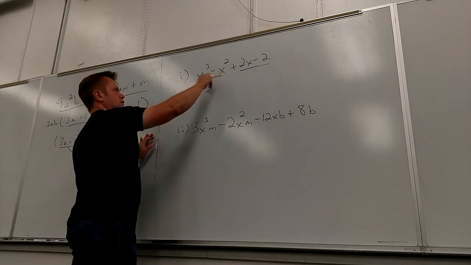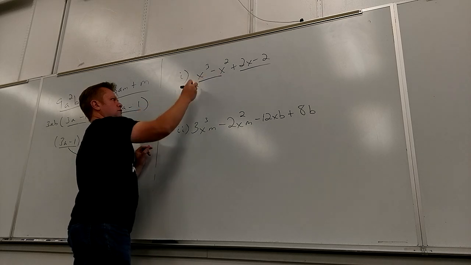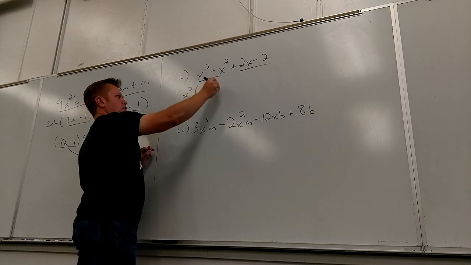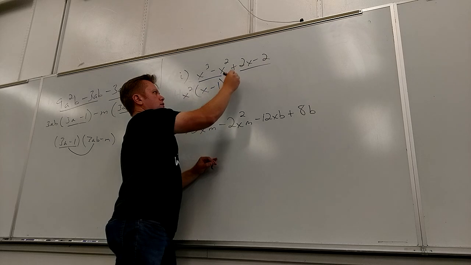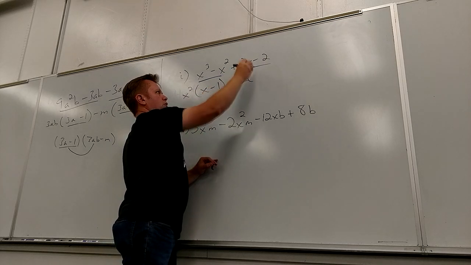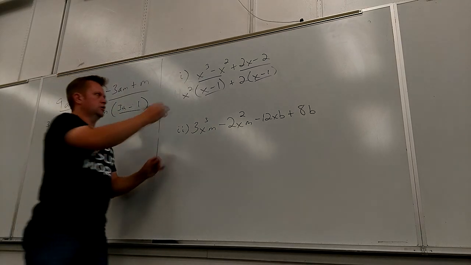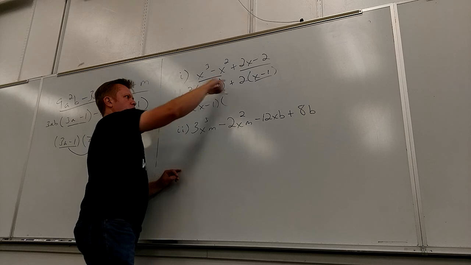So what comes out of these two? X. Good. I can take 2 x's out. So here I'm going to have an x left, and here, of course, I'll have that 1 that keeps popping up. And then out of here, I can take 2. I'm left with x minus 1, and that tells me I'm on the right track. So I can take that x minus 1 out, and I'm left with x squared plus 2.